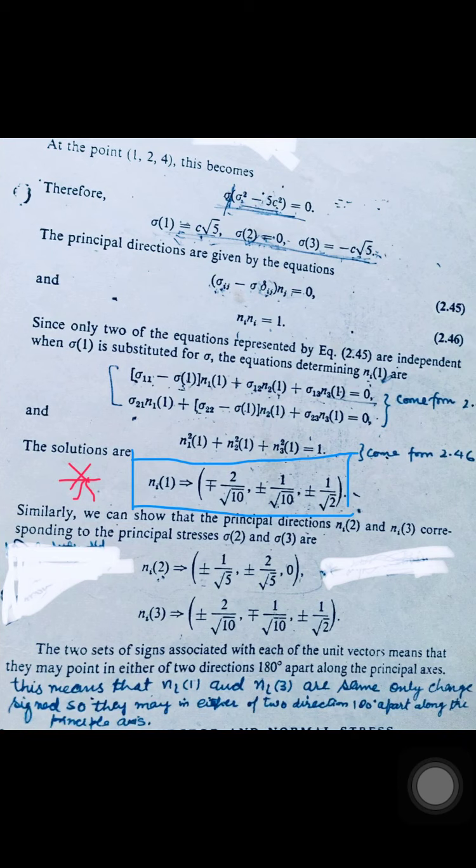So we get these three values of principal stresses. Sigma 1 is nothing but c under root 5. Sigma 2 is equal to 0. Sigma 3 is equal to minus c under root 5. These are the three principal stresses. Now the important thing is how to find the principal direction, three principal directions.